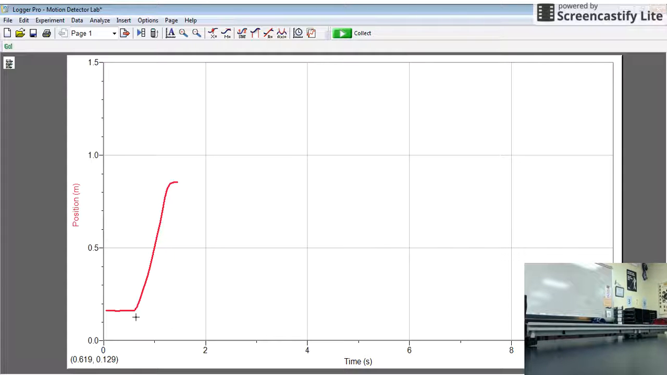Now we could really see some results. Look how steep this slope is. Again, we started a little bit away from zero position. This is before I released the car, after I started collecting data. This is when I stopped it.